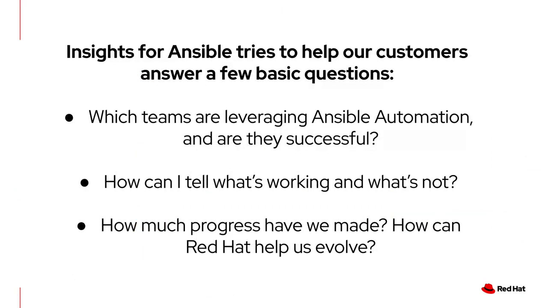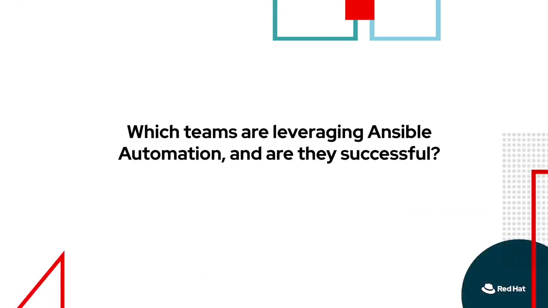The functionality within Insights for Ansible helps our customers answer three basic questions. One is which teams are leveraging Ansible automation and are they successful? Two is how can I tell what's working and what's not? And three is how much progress have we made? How can Red Hat help us evolve? I'm going to talk about some of the different tools that Insights for Ansible gives us to answer these three questions. So the first question, which teams are leveraging Ansible automation and are they successful?